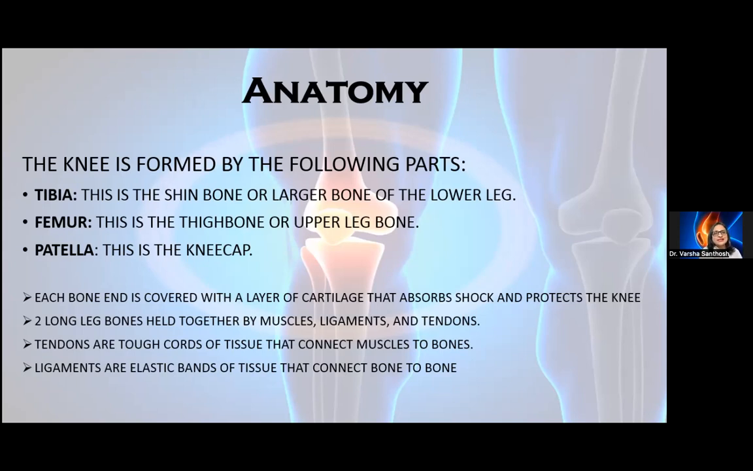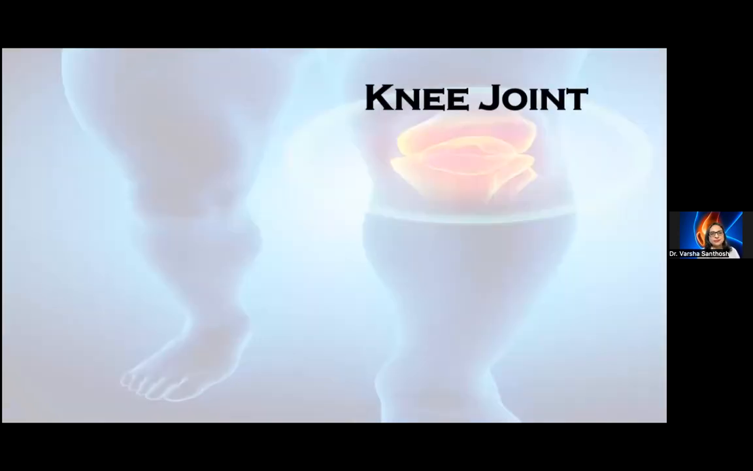We can see on the next slide how the muscles join to form a very tough cord that is called a tendon. The muscle is linked to the bone with the tendon. And between the bones, there are different cartilages, which in the next slide we'll be able to see properly. Can we have the next slide?